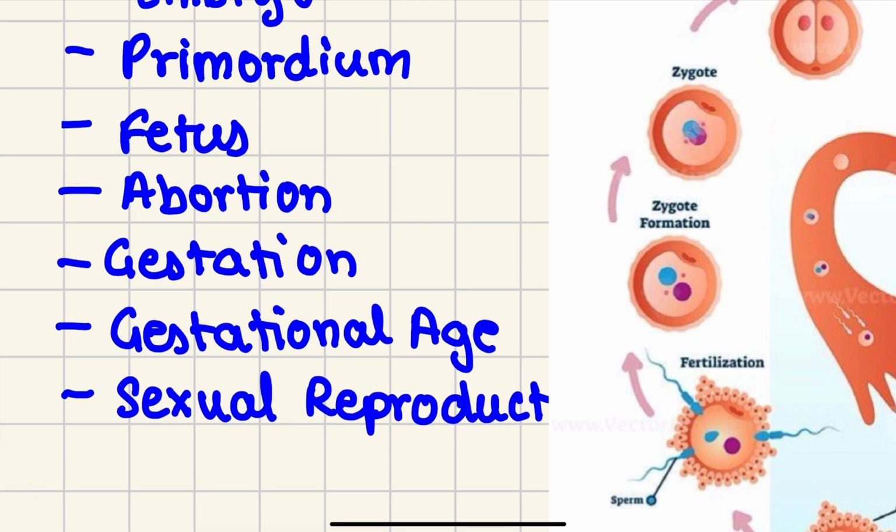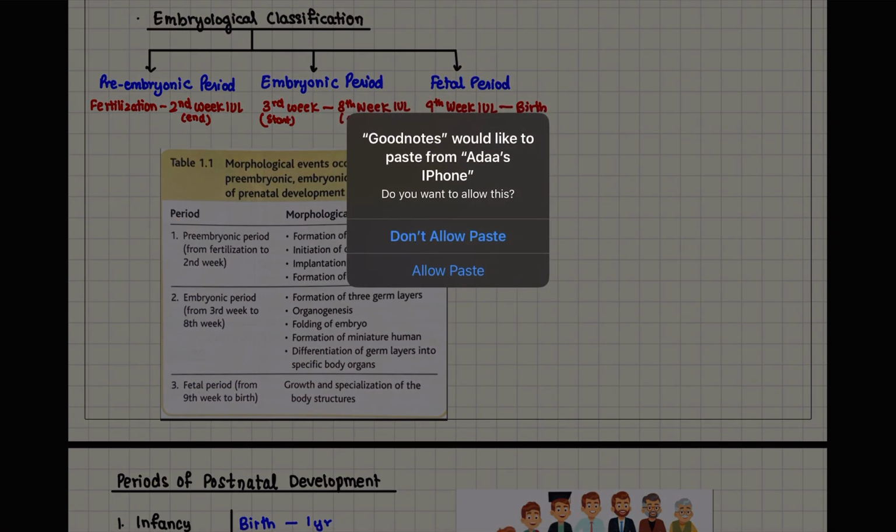Then we have fetus, from the 9th week to birth. Abortion means the expulsion of the conceptus before it is viable and capable of living outside the uterus. Then we have gestation. It is the period of development of the embryo in the uterus from fertilization of the ovum till the delivery. Gestational age. The gestational age of the embryo or the fetus is calculated from the first day of the last normal menstrual period, as we had seen in the calculation part which I told you guys.